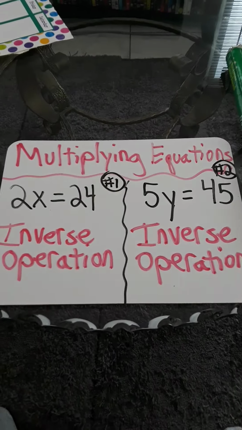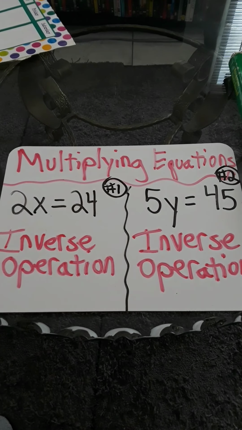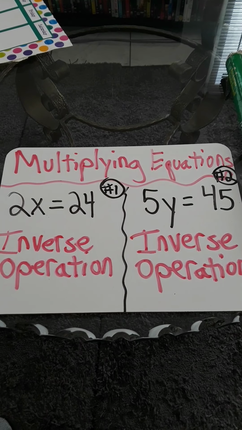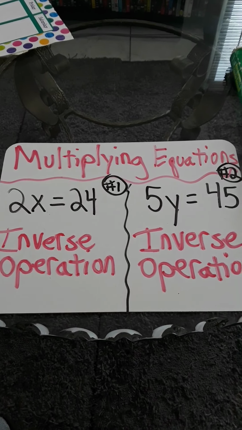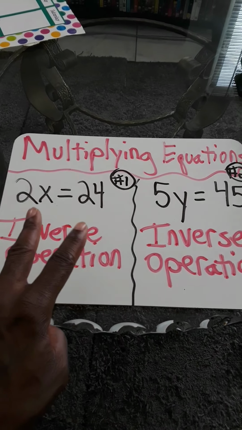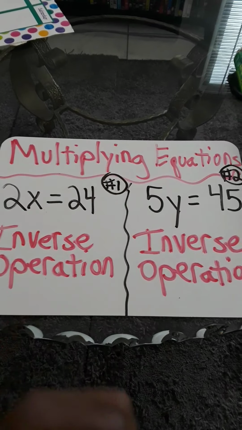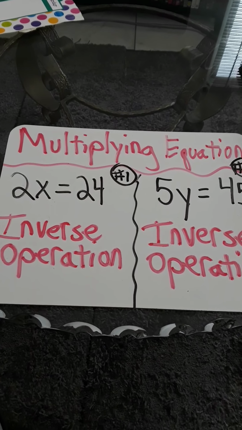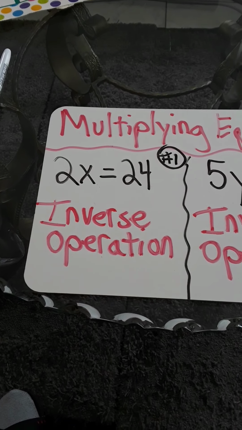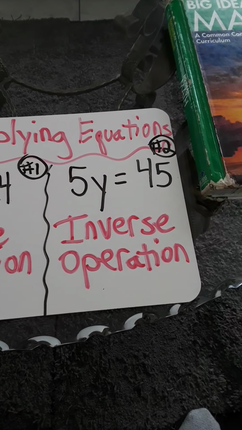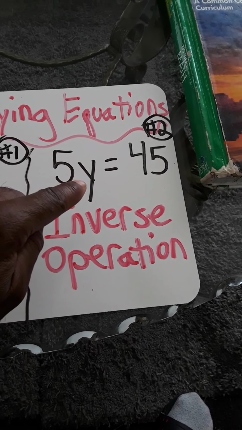So, first slide. First 2 problems we're looking at are 2x equals 24 and 5y equals 45. The first question you should be asking yourself is, what type of equation is it? It's a multiplication equation because 2 times something gives you 24. Second question you should be asking yourself is, what's the opposite of multiplication? Division.